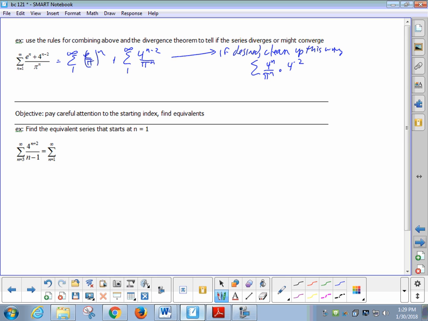This guy, what kind of series is it? It is geometric. What's the common ratio? E over pi. Is that less than 1? It is. It is 2.7-ish over 3.1-ish. It converges. Okay, and so I'm feeling convergence there.